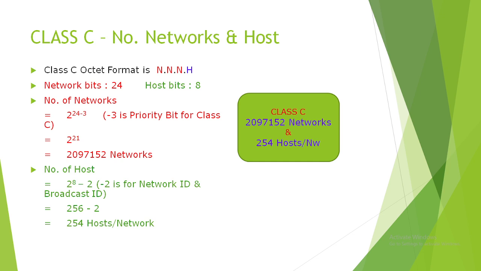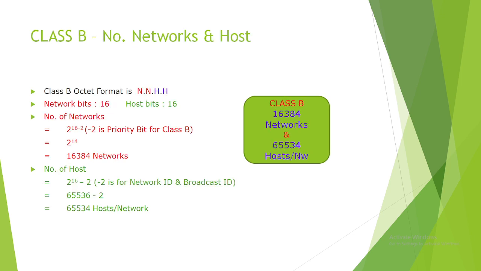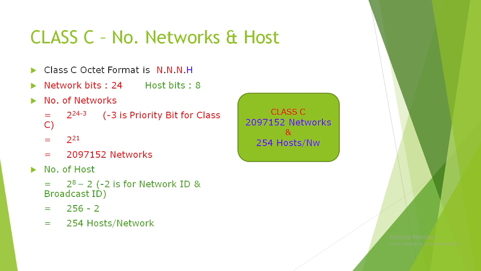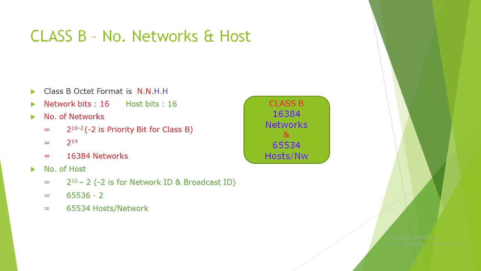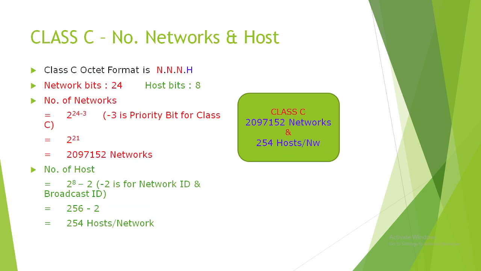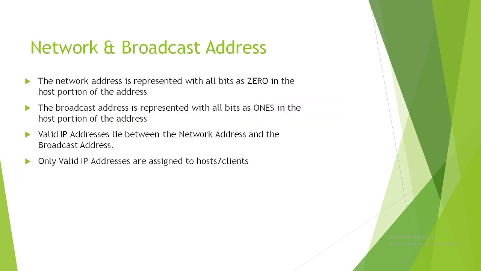This is the class C range. Class C format is 3 networks and 1 host, where the network is 24 bits and the host is 8 bits. Number of networks is 2 power 21. Number of hosts is 2 power 8 minus 2, where one is the network ID and one is the broadcast ID, so 256 minus 2.